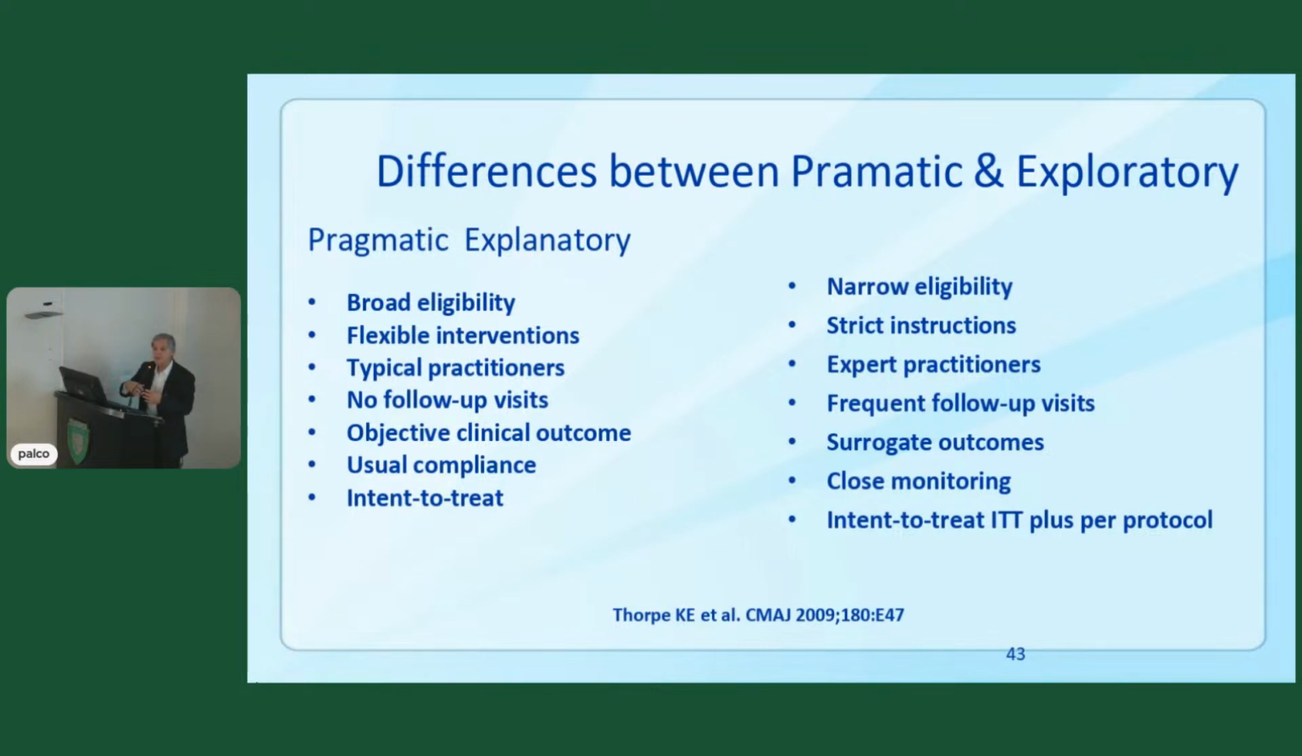Flexible intervention for the pragmatic, whereas the explanatory has strict instructions on how to intervene; everything is controlled. Typical practitioners are used in the pragmatic trial. In the explanatory, the expert practitioner, I'm dealing with only endocrinologists, whereas in a pragmatic trial, I'm doing primary care, where most of the patients are.